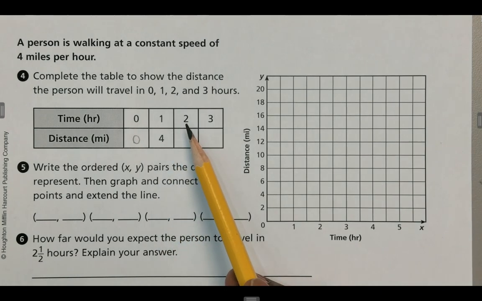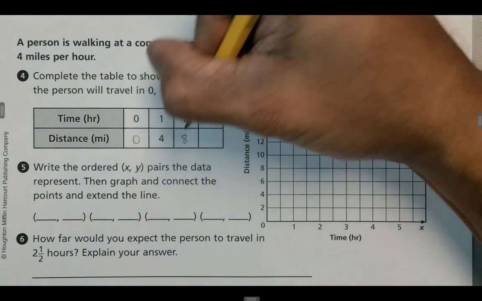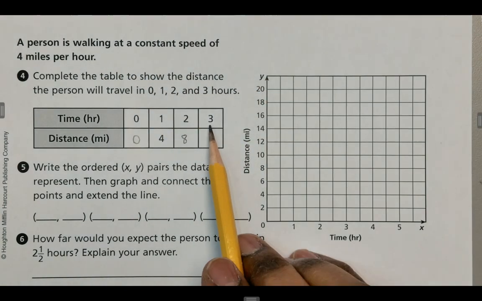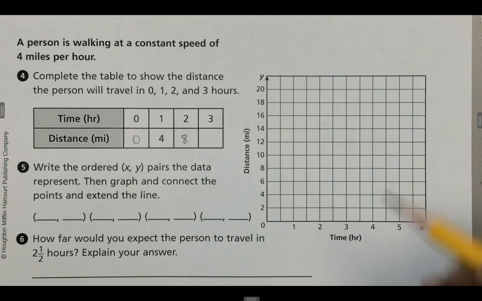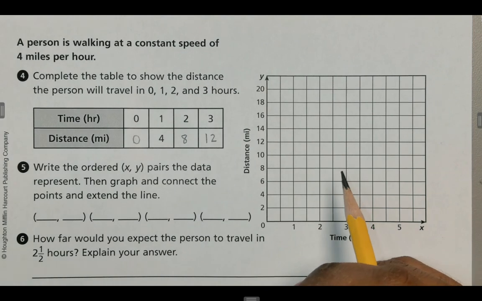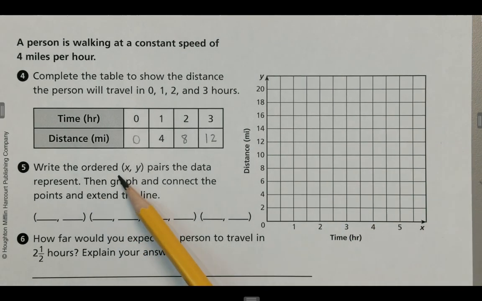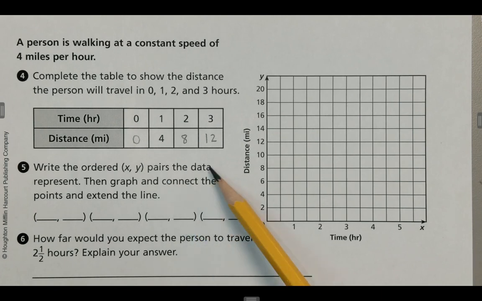If they've been gone for 2 hours, that would be 8 miles. If they've been gone 3 hours, that would be 12. Each hour, they're completing 4 miles. Number 5, now write the ordered XY pairs the data represent, then graph and connect the points and extend the line.